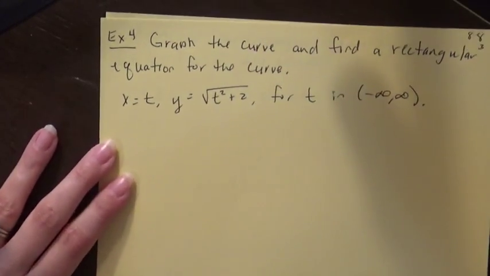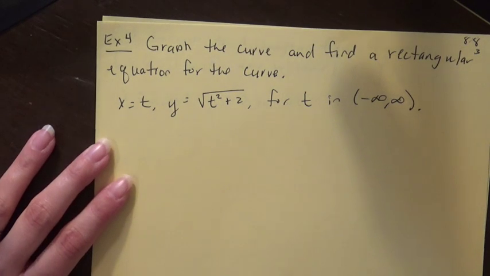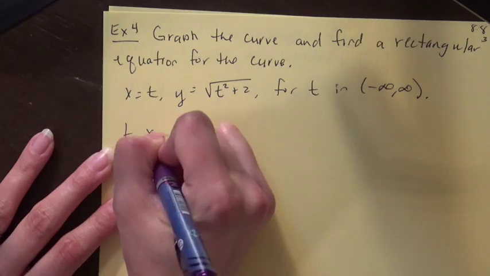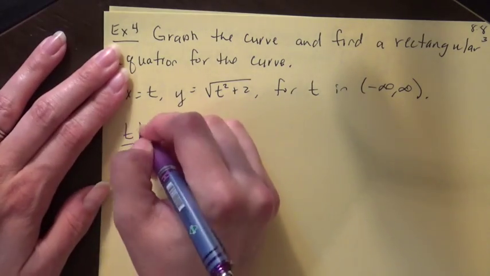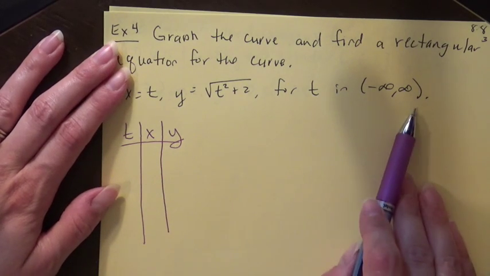Example 4. We have to graph the curve and find a rectangular equation for the curve. So pretty similar to the earlier ones. We can start with our table. This time we're working from -infinity to +infinity.